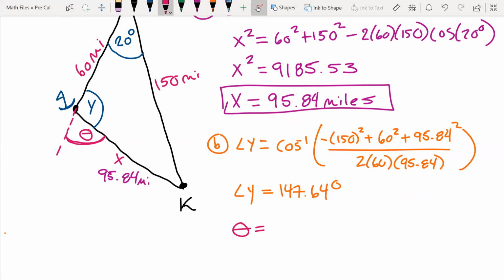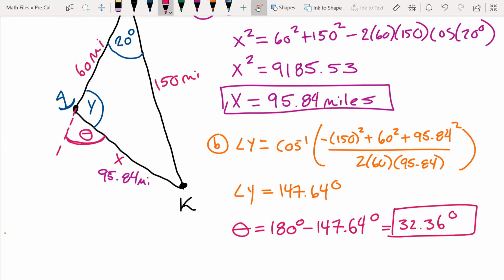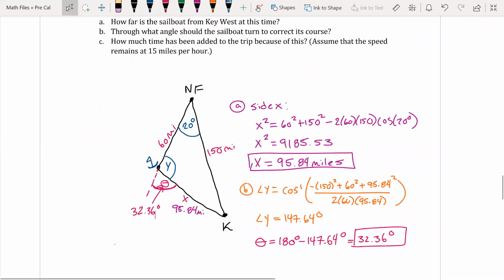So in order to find that theta, we just subtract what? 180 from it, or 180 minus the angle. Yep. And we get 180 minus 147.64, and we get 32.36 degrees. So that's the angle we have to turn at. 32.36 degrees. All right. That'll get us back on course.